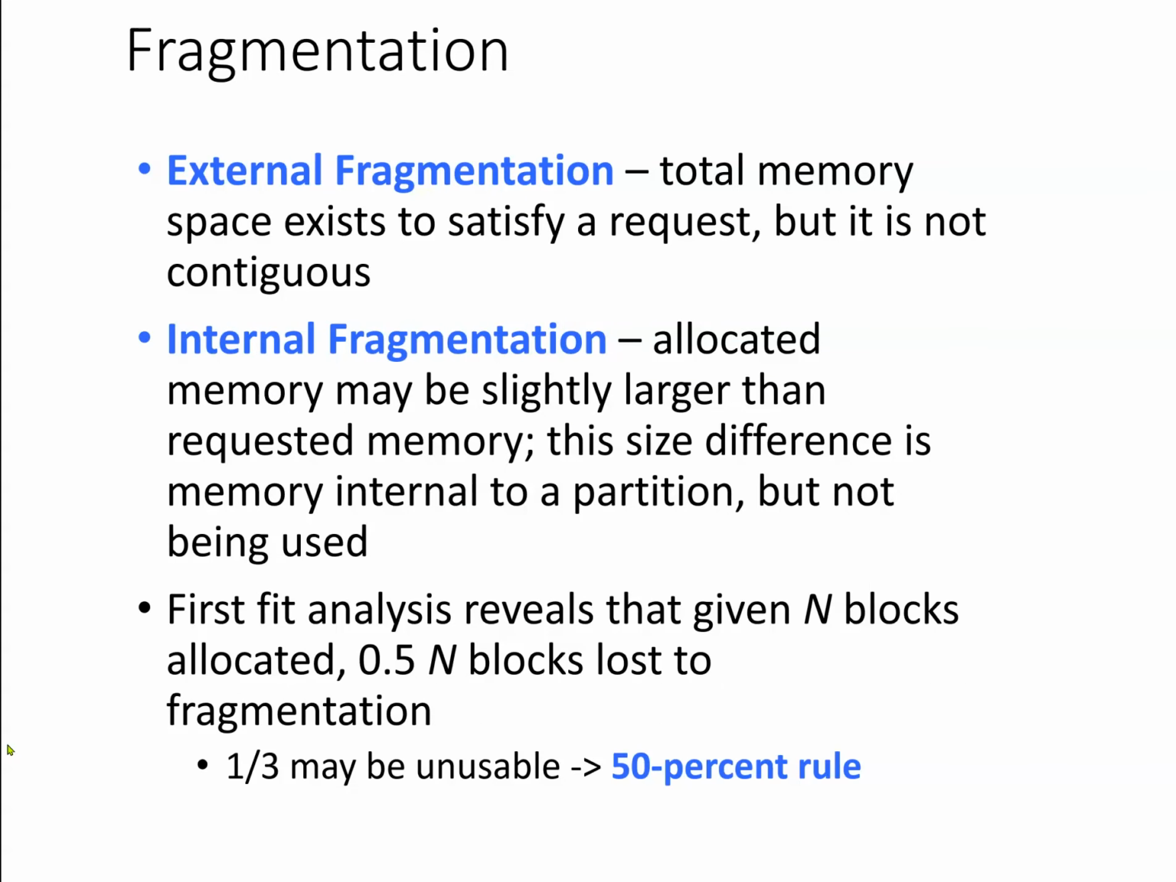Now what happens is we get into what's called fragmentation. Total memory space exists to satisfy our request, but it's not contiguous, so we can't use it. With internal fragmentation, allocated memory might be slightly larger than requested memory, and this memory is internal to a partition but not being used. First fit analysis reveals that given n blocks allocated, 0.5 n blocks are lost to fragmentation. So up to one-third might be unusable.